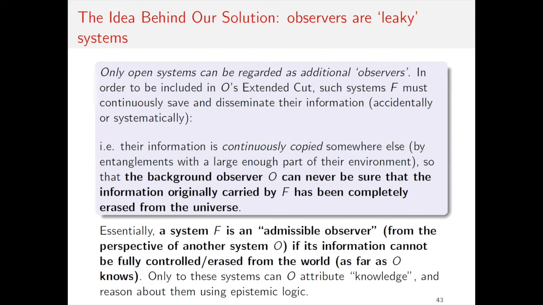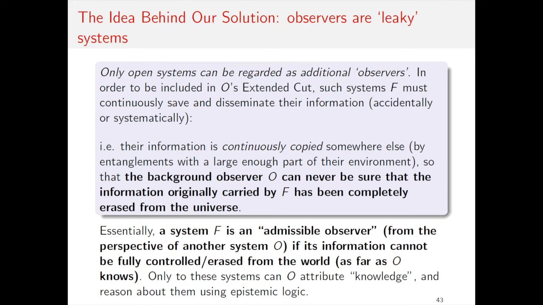The main idea is the following: observers are leaky systems. So only open systems can be regarded as observers. And this openness or leakiness is always from the perspective of the background observer, that is, relative to what he observes. It can also be relative to a period of time, a set of histories, a protocol or a scenario. Because it might be that nobody is really observed forever. You may erase their memory or do funny things to them. They die, collapsing in a big bang. But the idea is that, given a certain perspective, a certain protocol, a set of histories, and a background observer, there are conditions to ensure that sometimes other systems can be considered as additional observers.